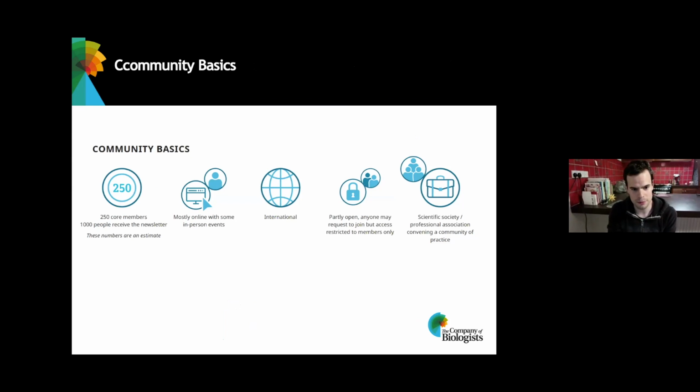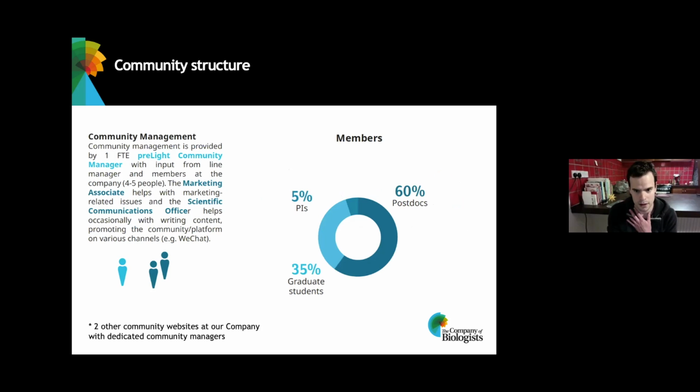Our community is mostly online. The members communicate through Slack, and we've also now started some webinars this year. It's a really international group, and it's partly open. The way people can join is through an application process where they send a sample highlight of a preprint, and then we evaluate that. The members structure is 60% postdocs, 35% graduate students, and 5% PIs. And I'm the community manager, and I'm helped by a marketing associate and also a scientific communications officer at the company.